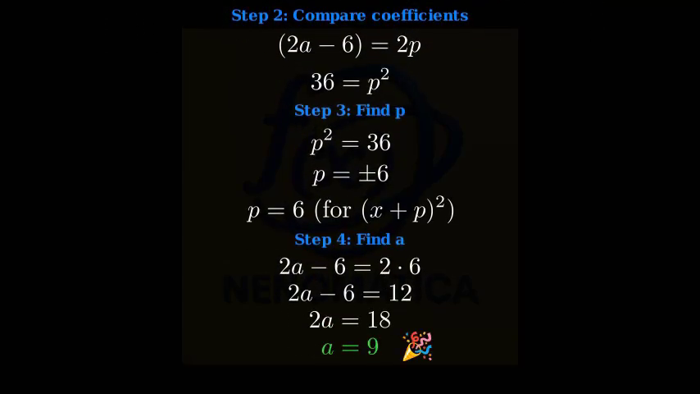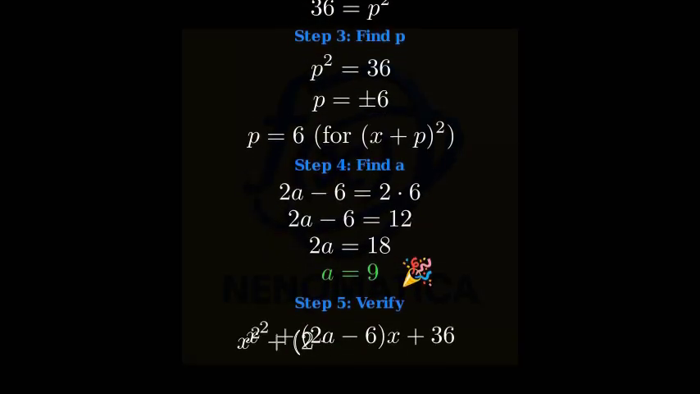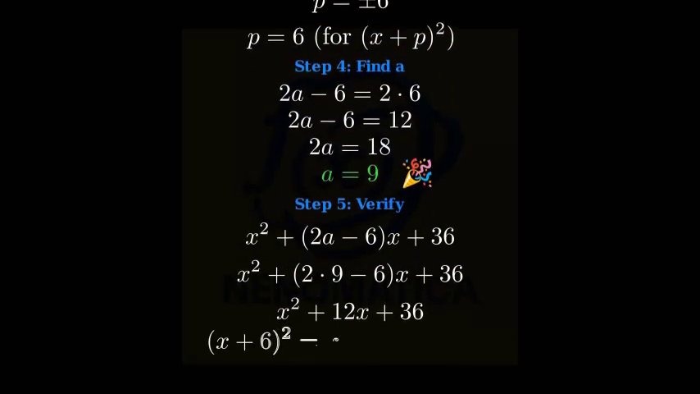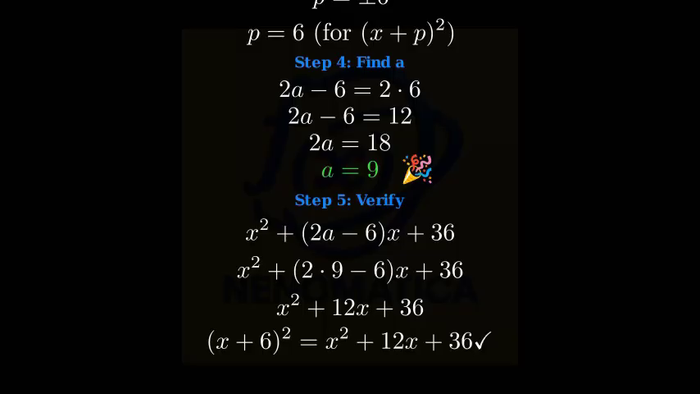We have 2a minus 6 equals 2 times 6, which gives us 2a minus 6 equals 12. Adding 6 to both sides, we get 2a equals 18. So a equals 9. Let's verify our answer by substituting a equals 9 back into our original expression. We get x squared plus (2 times 9 minus 6) times x plus 36, which simplifies to x squared plus 12x plus 36. This matches the expanded form of (x plus 6) squared, which is x squared plus 12x plus 36. So our answer a equals 9 is correct.